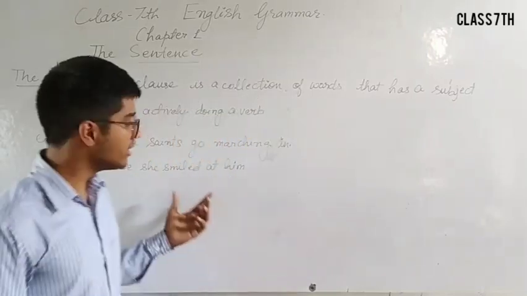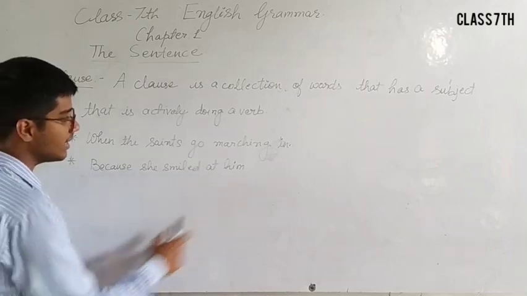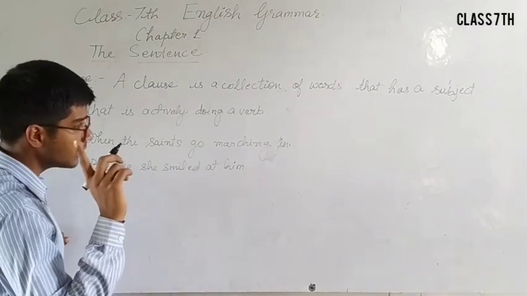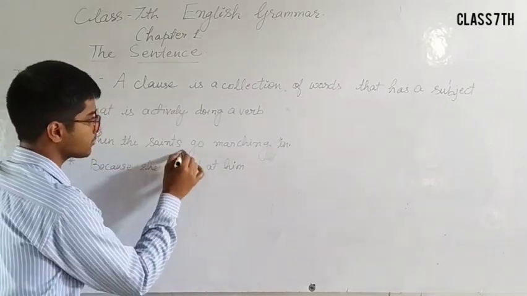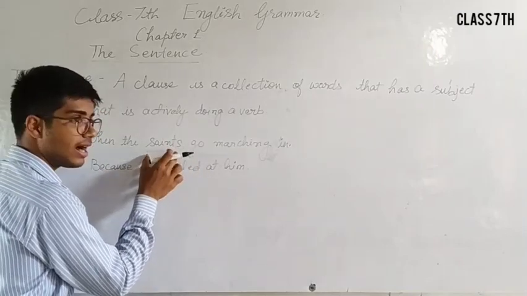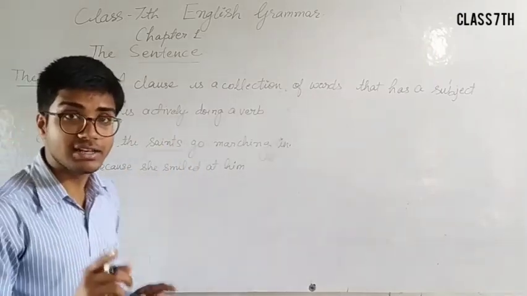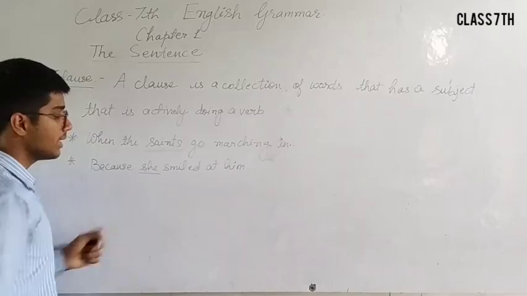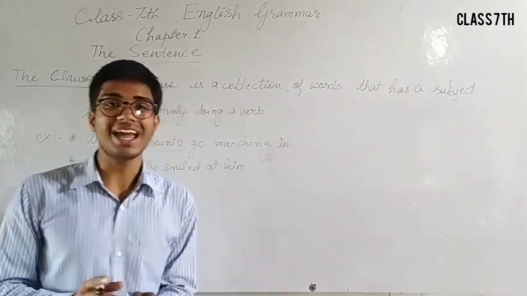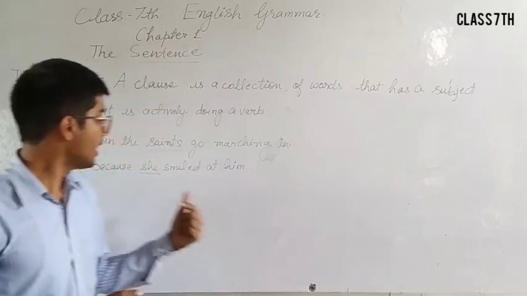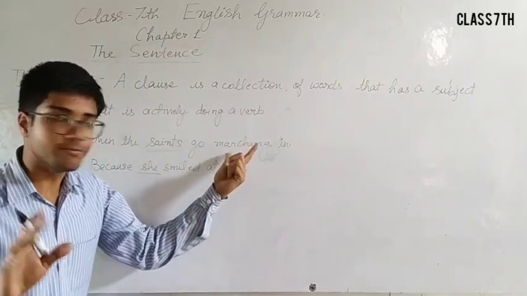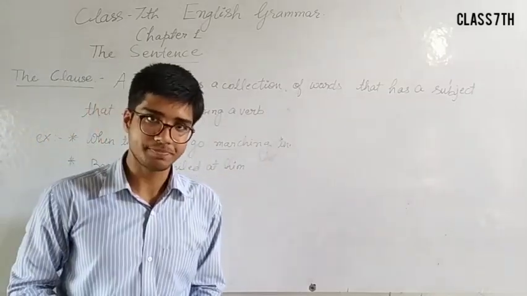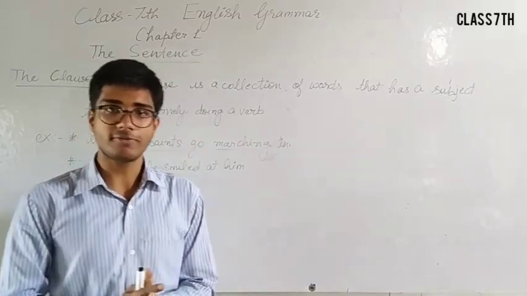We would be looking at the next example, which says because she smiled at him. You can see in both the examples there is the presence of a noun. Here saints is a noun and it is actively working as a subject. In the other example, she is actively working as a subject. And here we can see the active verbs, which are marching in the first example and smiled in the other example.